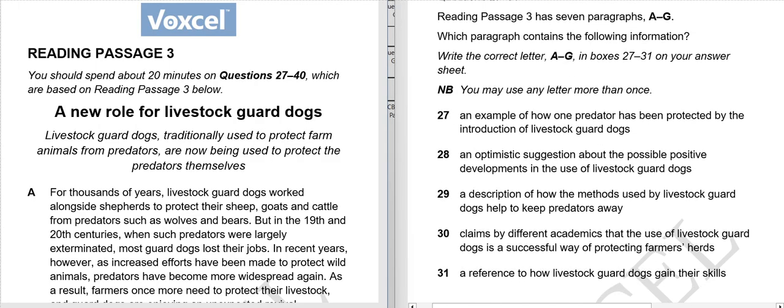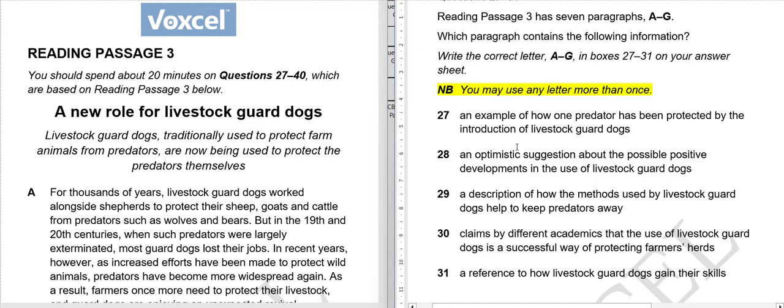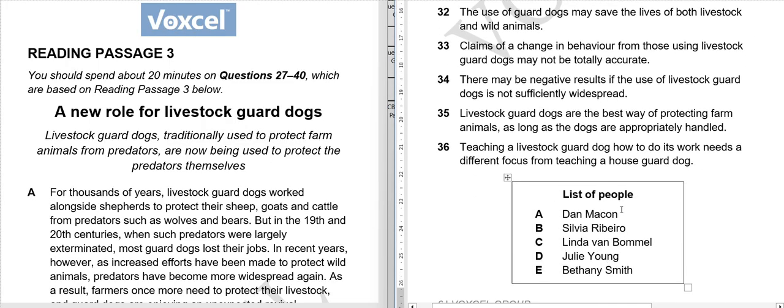But the main thing to note here is this particular instruction: you may use any letter more than once. This means that more often than not, almost always, you will have to use a single letter for 2 questions. It's not compulsory because they have written "may", but don't be fooled by it. Most of the time, like 99.99% of the time, you would have to use a single letter for 2, sometimes even 3 questions.